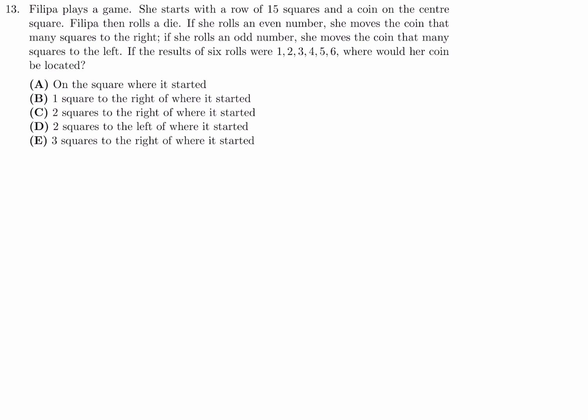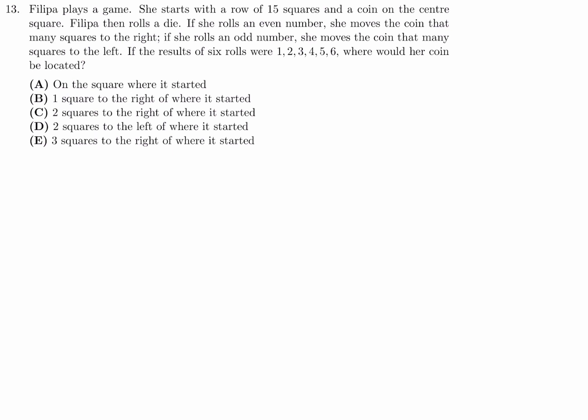Philippa plays a game. She starts with a row of 15 squares and a coin on the center square. Philippa then rolls a die. If she rolls an even number, she moves the coin that many squares to the right. If she rolls an odd number, she moves the coin that many squares to the left. If the results of the 6 rolls were 1, 2, 3, 4, 5, 6, where would her coin be located?